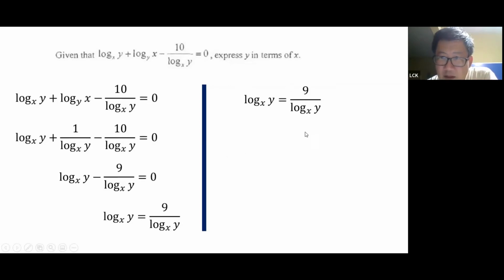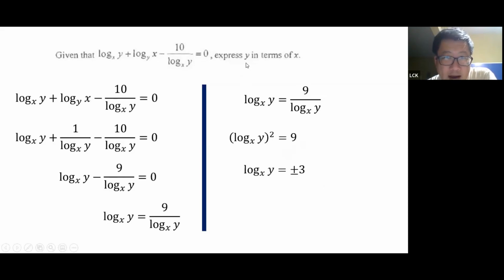Now, once you have done that, this is the same thing. All right, bring this up and you have log base x of y squared. The whole thing squared, because we have this times this, so the whole thing squared. And that is simply plus minus 3.